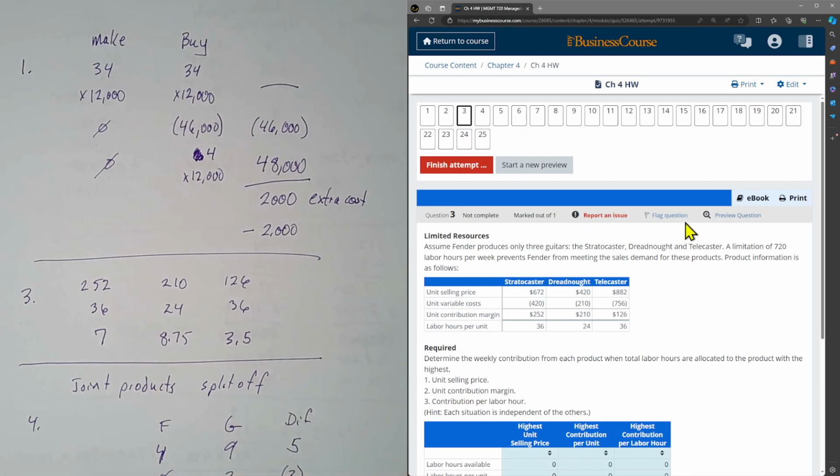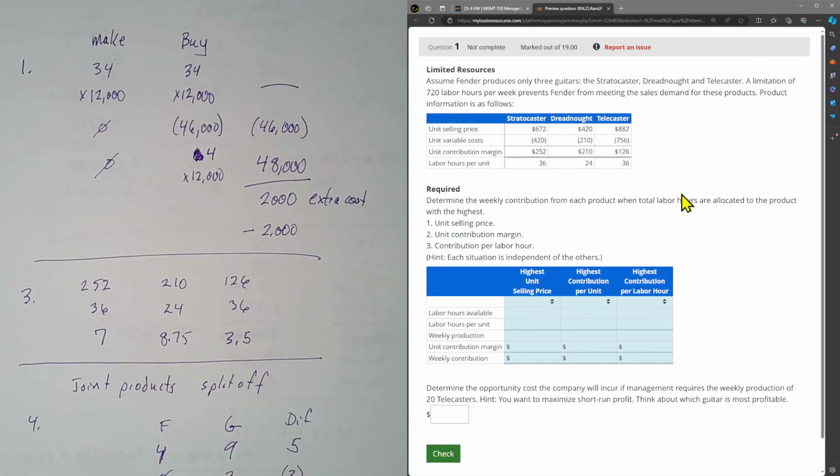Number 3, this is a limited resources question. And so the first four questions are going to follow exactly the special orders, outsourcing, sell or process further, and limited resource scenarios. Not in that order, but it's going to cover the four scenarios. So this one's a limited resource. And remember, when we talked about limited resource, we're going to be trying to define it in terms of contribution margin per unit of limited resource.